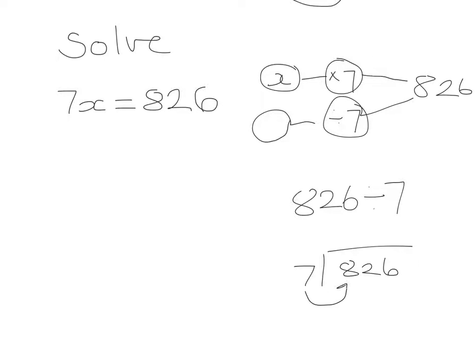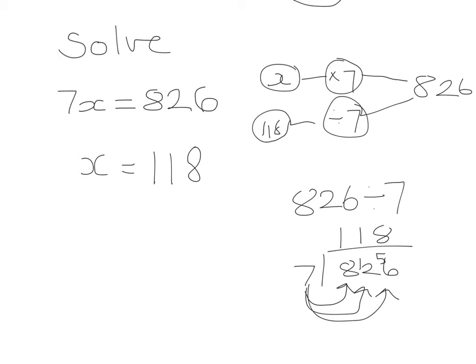How many times does 7 go into 8? Once, remainder 1. 7 goes into 12 once, remainder 5, and 7 goes into 56 8 times. So x would equal 118. Okay, you have a go at the drill now.